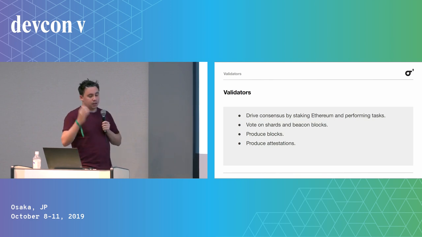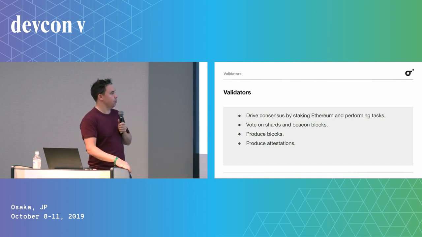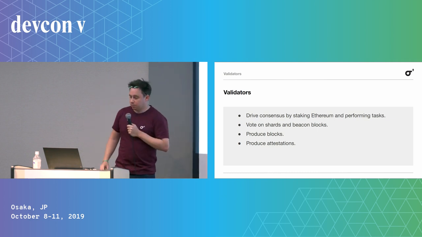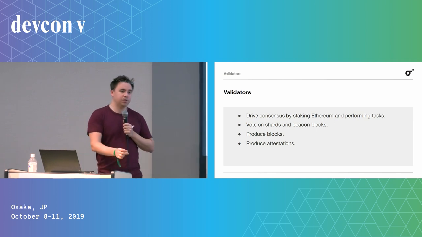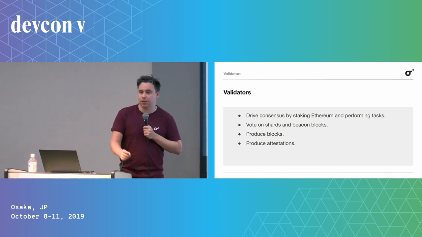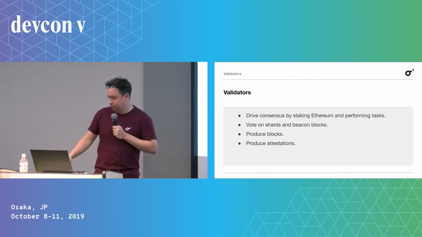Validators are Ethereum 2 entities that drive consensus via staking on Ethereum and performing specific tasks. In particular, they need to vote on shards and beacon blocks. And at the network layer, they need to produce blocks and produce attestations. That means if you want to be a validator, you need to have a beacon node that's connected to the network that actively produces blocks and attestations.